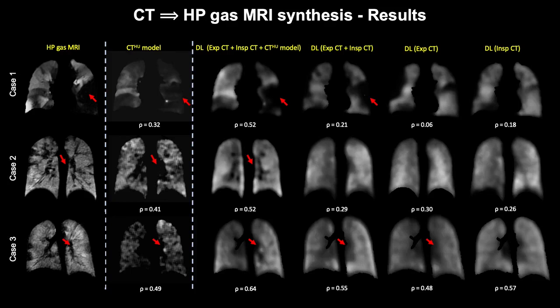Qualitatively, numerous examples of the CNN-generated synthetic ventilation images accurately replicated ventilation defects in the hyperpolarized gas MRI scans. The hybrid model deep learning method generated the highest voxel-wise Spearman's rho, outperforming the CTHU model and all other DL methods for these 3 cases.